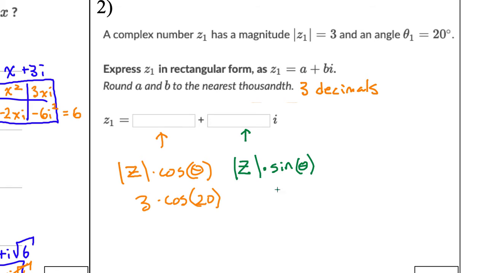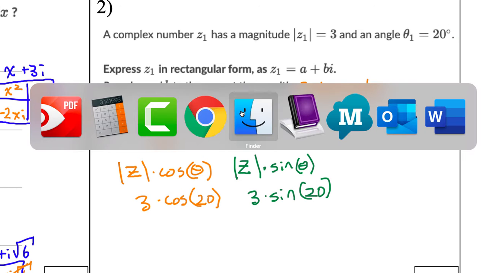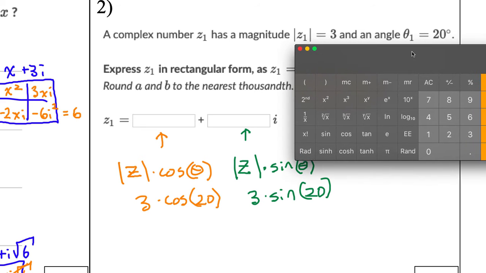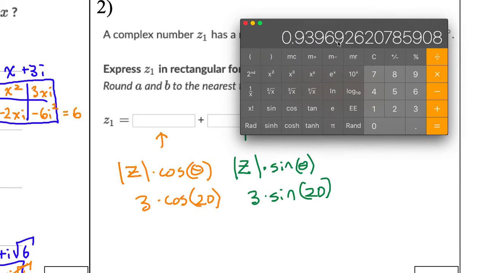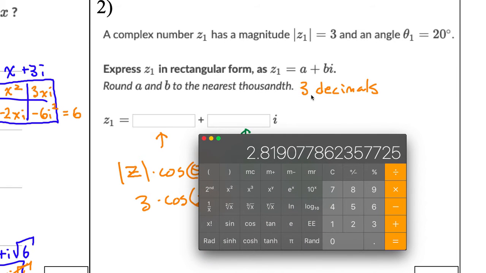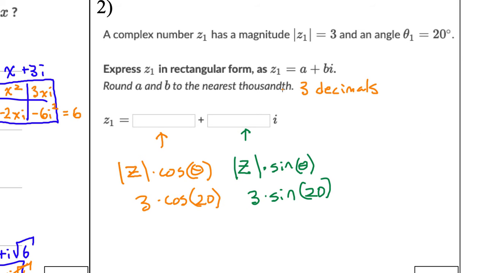And I need to do the same thing for 3 times sine of 20. I'm in degrees, not in radians, so I don't have to worry about that. I just pull up my calculator and find the cosine of 20. You do it a little bit differently on yours. Here's cosine of 20. I think I'm in degrees here. And then I multiply that by 3, and I get 2.819, again rounding to the nearest thousandth, which is 3 decimal places. So I can write down 2.819.